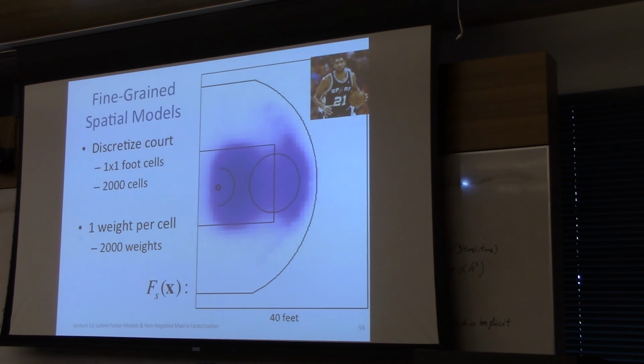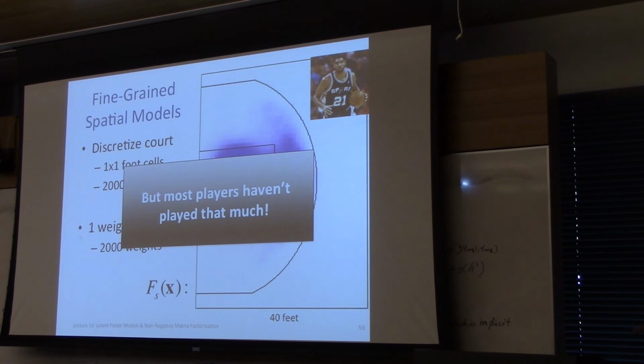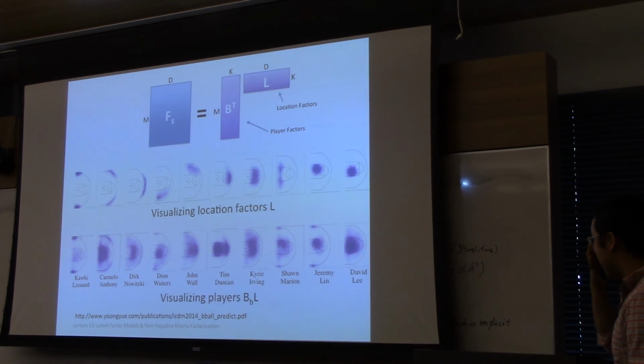And it's really great for someone like Tim Duncan who plays a lot. But of course, most players haven't played that much. We have the same sort of missing values type of problem. And so in order to model players that have not even played that much, we took a latent factor modeling approach, a non-negative latent factor modeling approach.